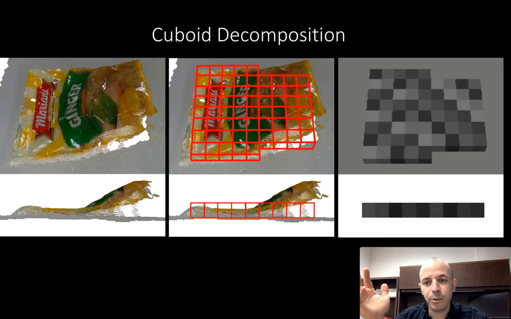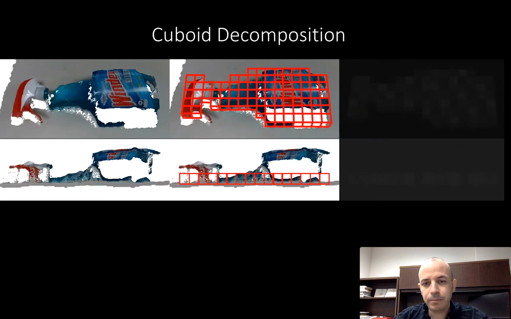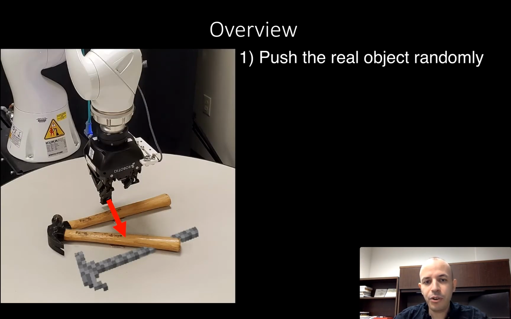Basically, you can just decompose it into a large number of components, and each one of them becomes like an individual object that is attached to other objects, which are the adjacent cuboids. So each cuboid is denoted by Cij here. It has its own mass, its own friction coefficient, its own inertia matrix. And this is an overview of the proposed method.